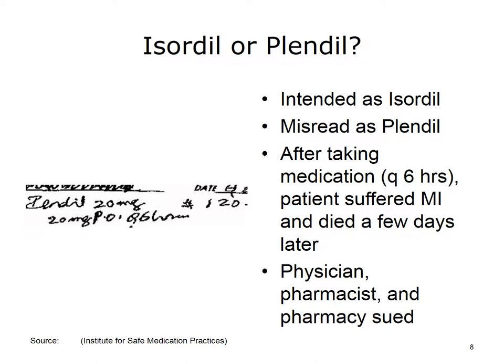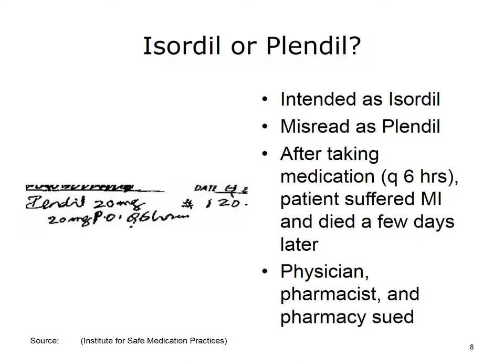The image on your screen is an example of the sort of prescription that has been written in modern times that has caused harm to patients. In this particular case, a drug called Isordil, which is a nitrate used for angina, was prescribed. The pharmacist filled the medication as Plendil, a calcium channel blocker used for hypertension. After taking the medication every 6 hours as instructed, the patient suffered a heart attack and later died. By the way, Q6 hours is the Latin abbreviation for every 6 hours.